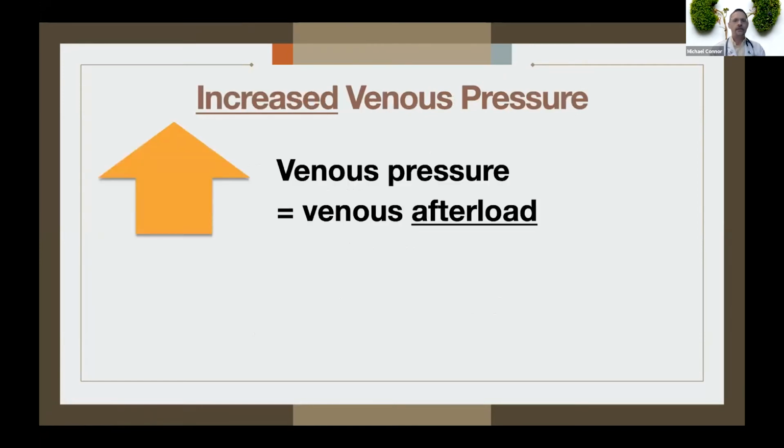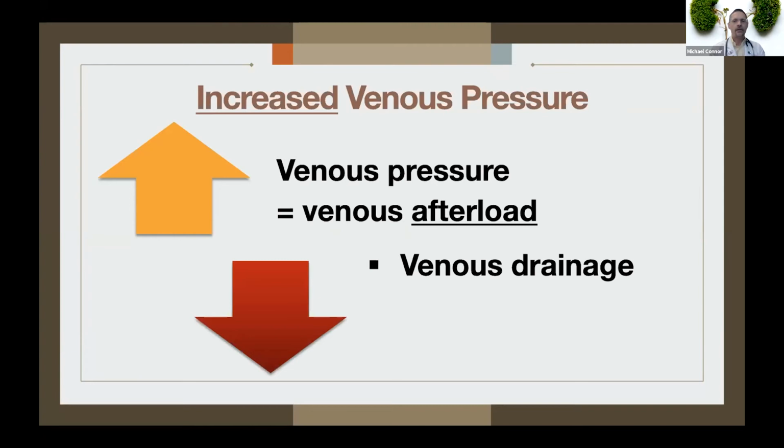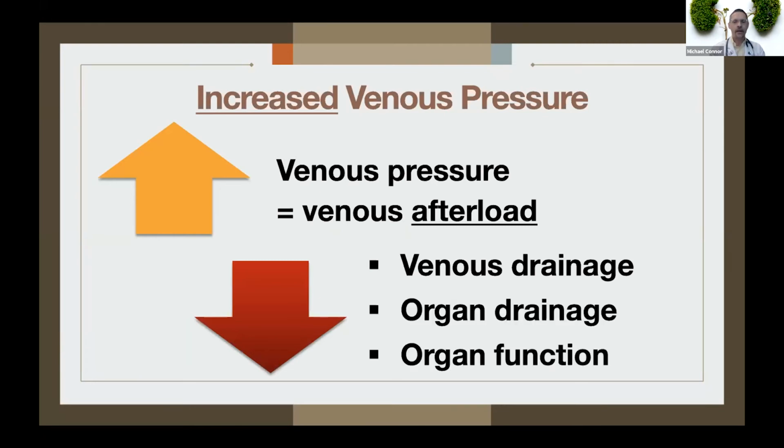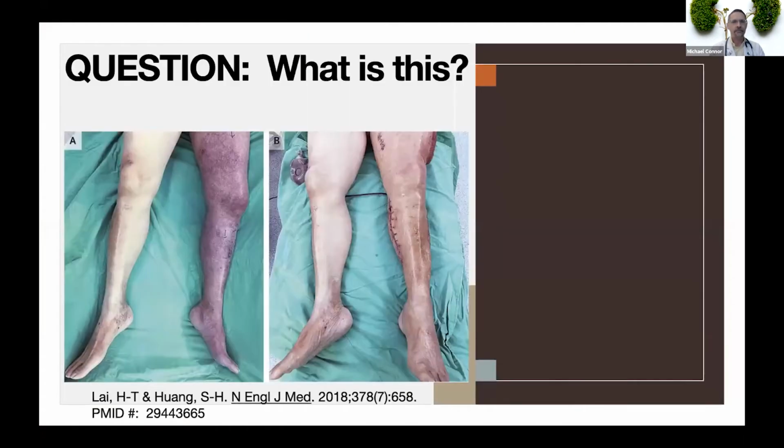So increased venous pressure is sort of like venous afterload. It's the afterload that the venous circulation is contributing to capillary drainage. And so as that goes up, you get decreased venous drainage, decreased organ drainage, and decreased organ function. So a lot of people ask me then, is this really true? Does this really happen? So let me give you a couple of stark examples.